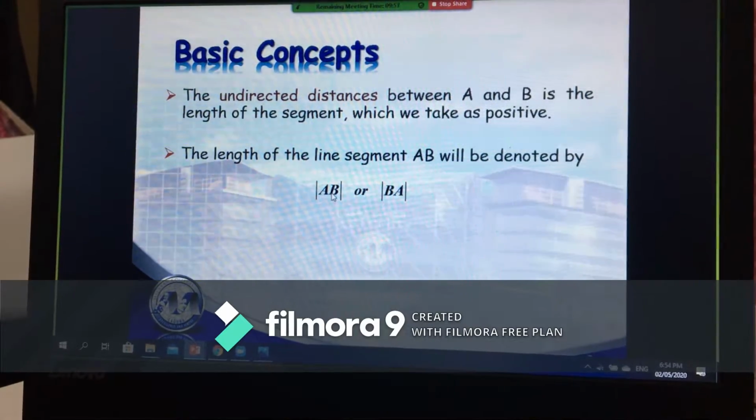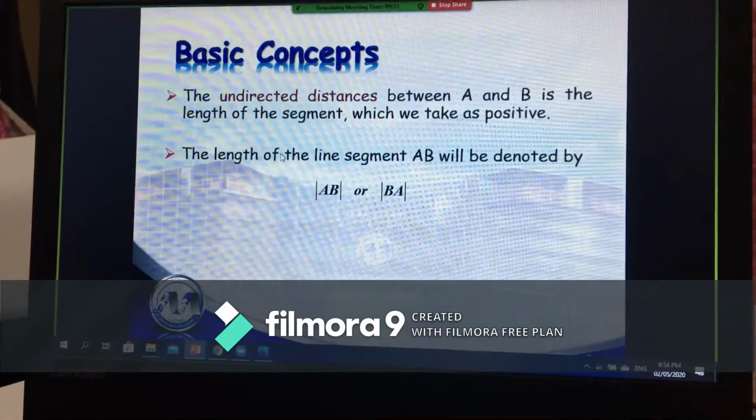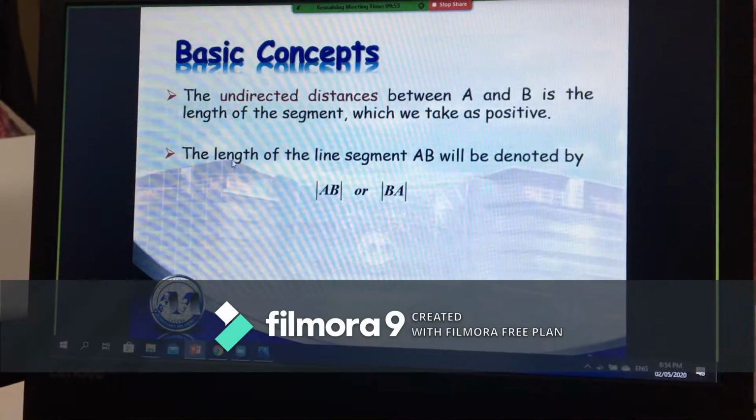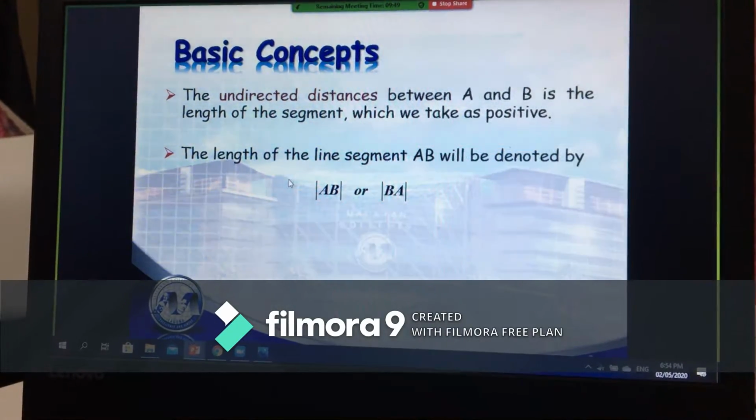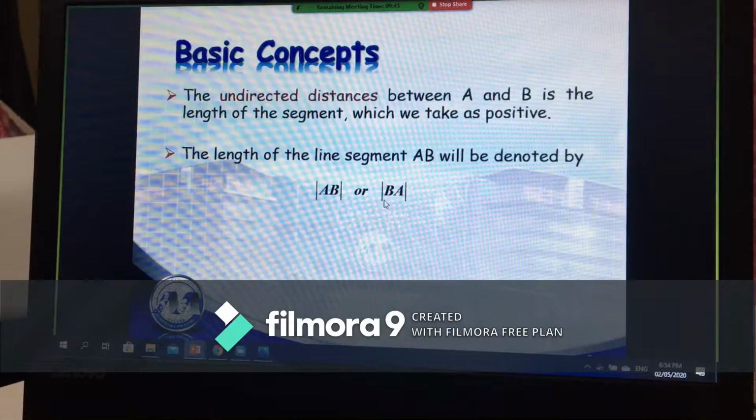Take the positive value. Take note, you're taking the length. We talk about length. So length is always positive. Okay?